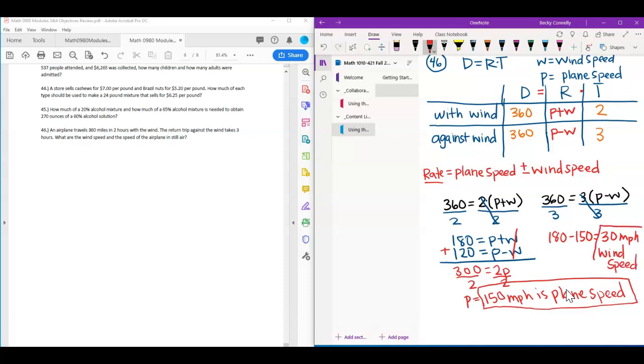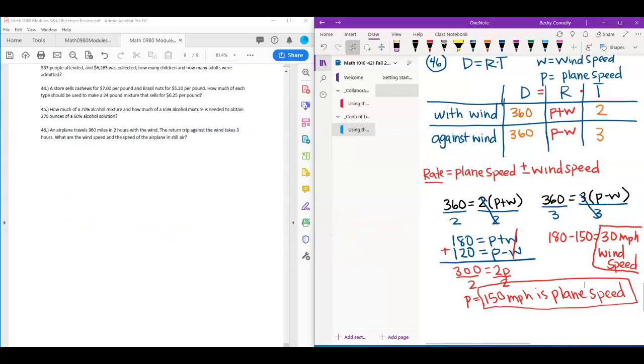Okay, and again, if you came up with negatives on either of those things, you should be worried, right? Just recheck your arithmetic and make sure you didn't make a negative mistake somewhere, or add when you should have subtracted, or subtracted when you should have added, right?